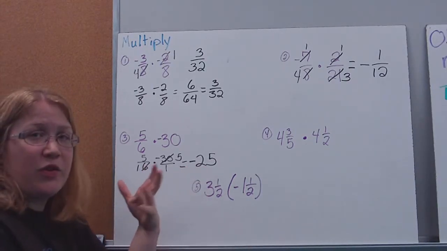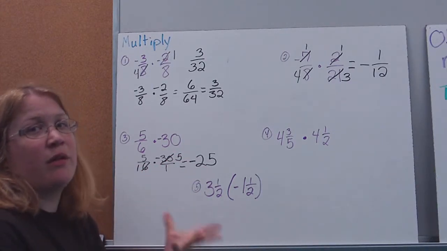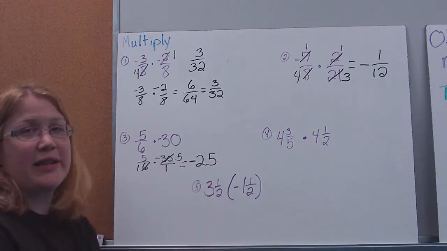So again, if you had 25 over 1, that's fine, but then you want to reduce it and rewrite it, so I would just write it as negative 25.